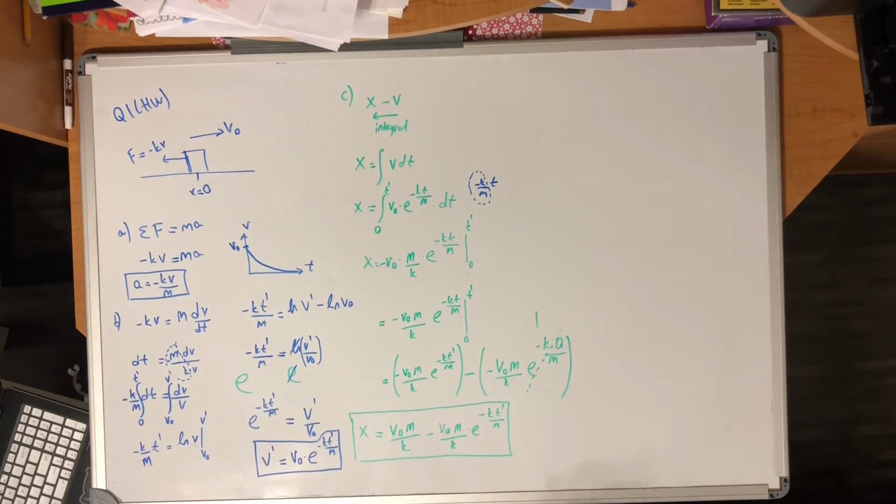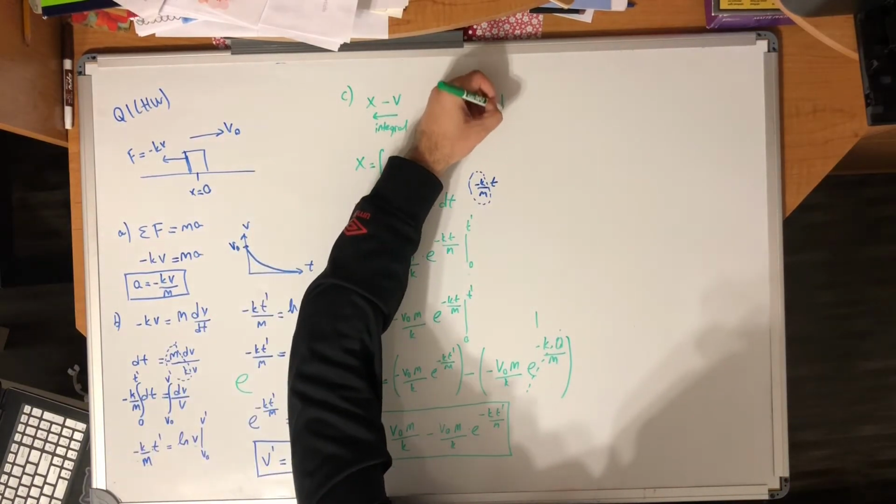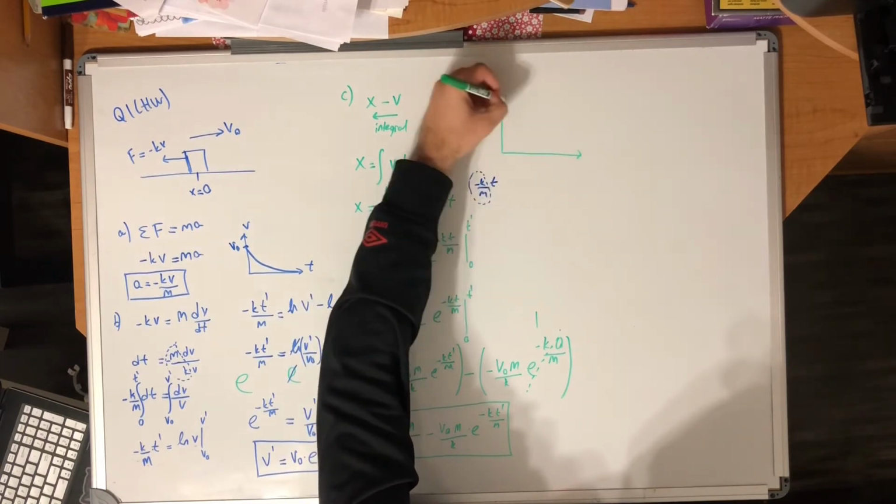Alright, and here again, you can just get rid of this prime, same thing. So that is my position as a function of time. And what are they asking for? They are also asking for the graph of this. And what will be the graph of this?